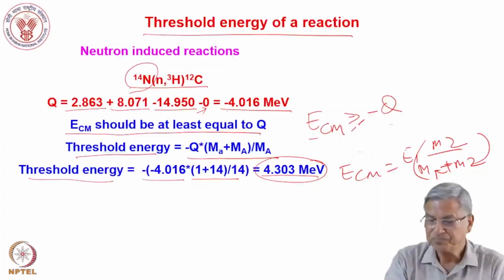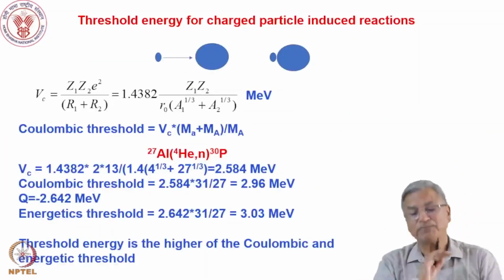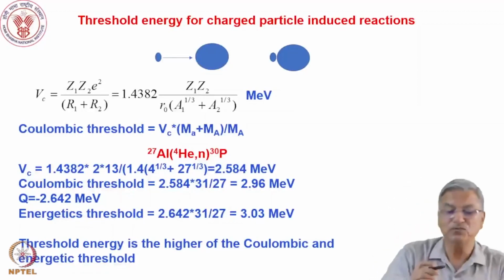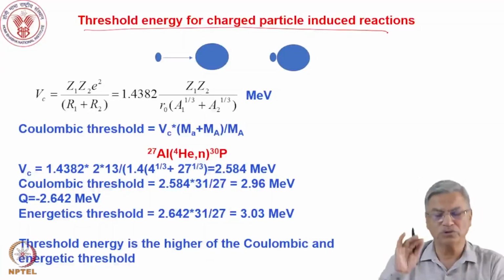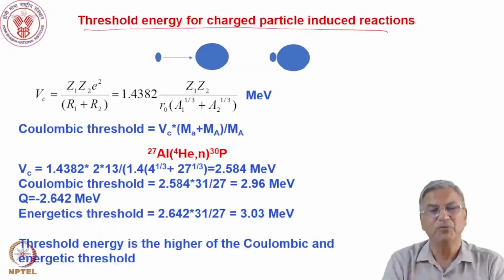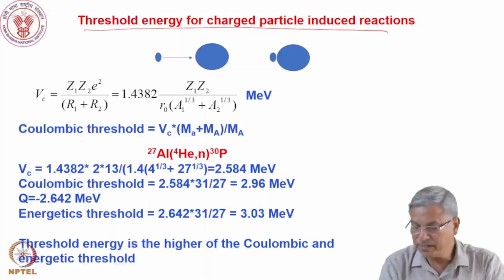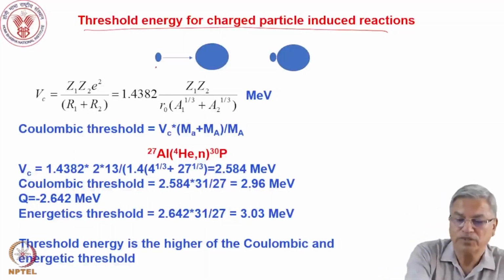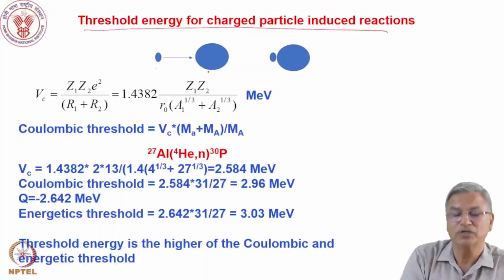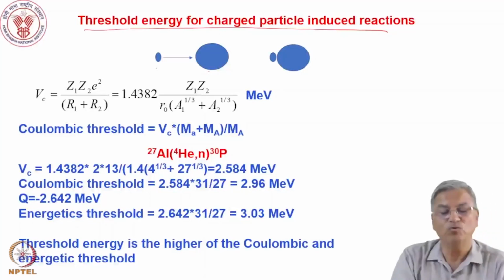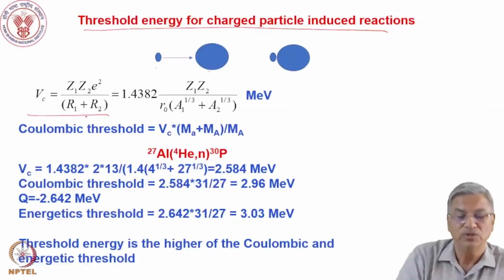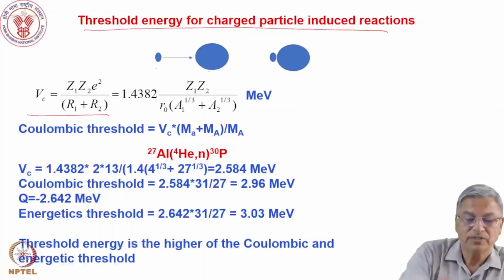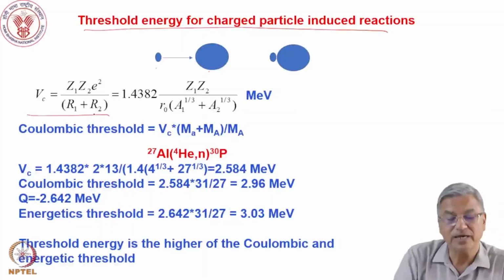Now we will come to charged particle induced reaction. For a charged particle induced reaction with a negative Q value, not only do you have to cross the threshold of the energetics, but you also have to cross the Coulombic barrier. So for a charged particle projectile hitting a target, you have to see what the Coulomb barrier is. The Coulomb barrier for a charged particle induced reaction can be calculated as Z1 Z2 e square by R1 plus R2. Z1 and Z2 are the atomic numbers, and R1 plus R2 is the sum of the radii of the projectile and target.